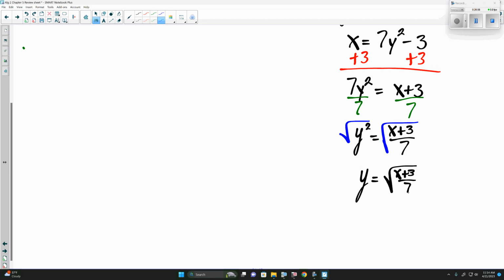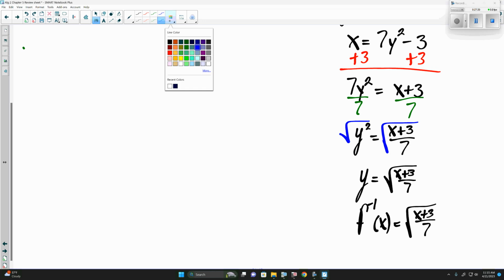Now, we don't necessarily need the plus or minus for this one. You can add it. But since we were saying that x, the domain, is greater than or equal to 0, the radical here would be positive, the positive case. We wouldn't take the negative case into account. And we'd say f inverse of x is equal to the square root of x plus 3 divided by 7. And technically, we would say x is greater than or equal to negative 3 for this one here.